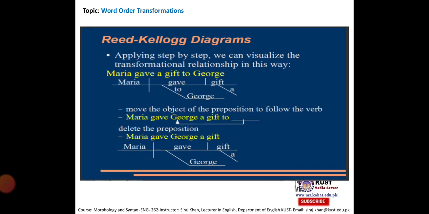Now read Kellogg diagrams. Applying step by step, we can visualize the transformational relationship in this way. Like Maria gave a gift to George. So Maria gave goes to George a gift. First, move the object of the preposition to follow the verb: Maria gave George a gift. Second, delete the preposition: Maria gave George a gift.